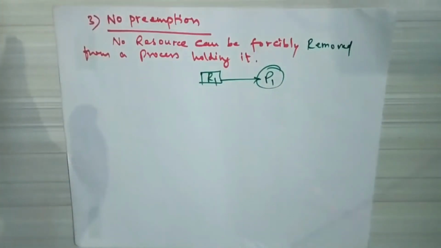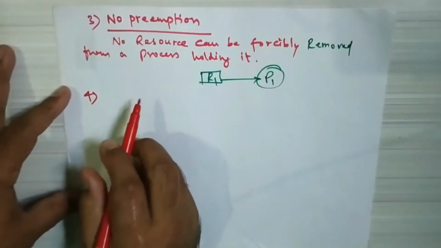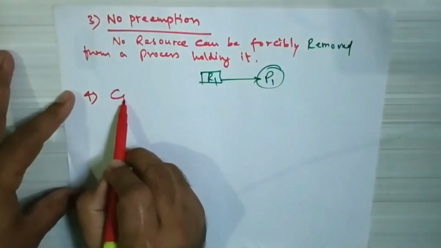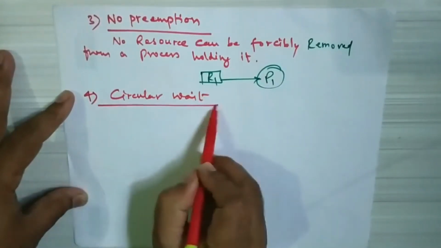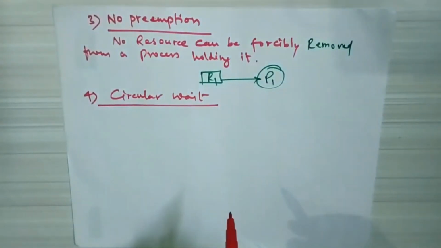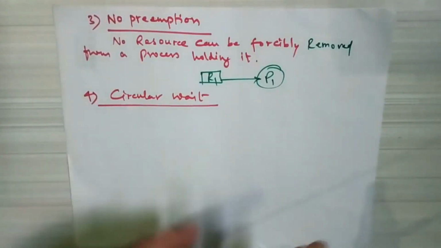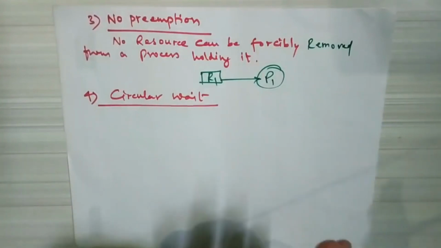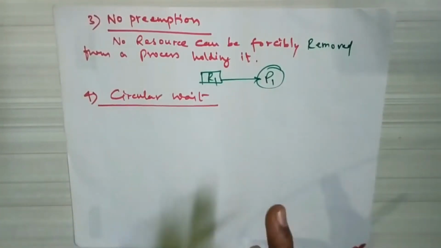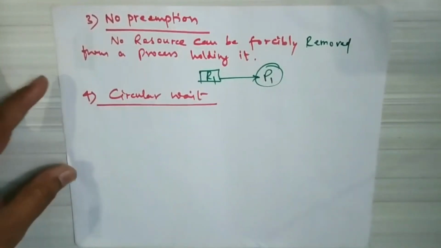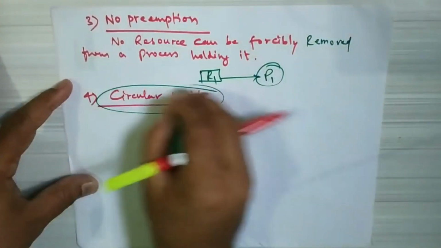Now we'll learn the last condition, the last necessary and sufficient condition, that is circular wait. The above three conditions we have learned are necessary but not sufficient for a deadlock to exist. For a deadlock to actually take place, the fourth condition is required, and that is circular wait. This is the must-have condition.